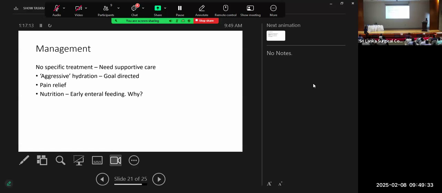Why? Due to translocation, because now you don't feed, the gut is starving, the normal commensal bacteria translocate and then infect the pancreatic necrosis. So early enteral feeding reduces the risk of infected pancreatic necrosis. Early well hydration reduces the risk of pancreatic necrosis.